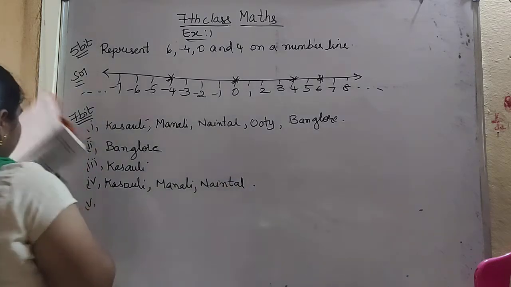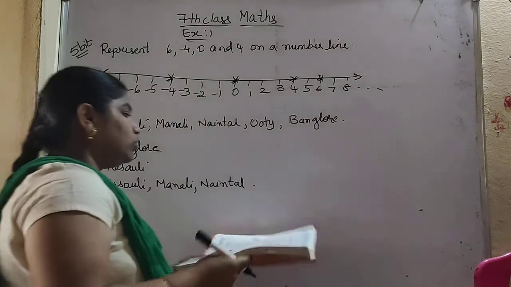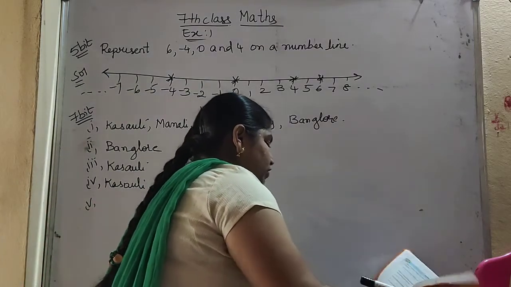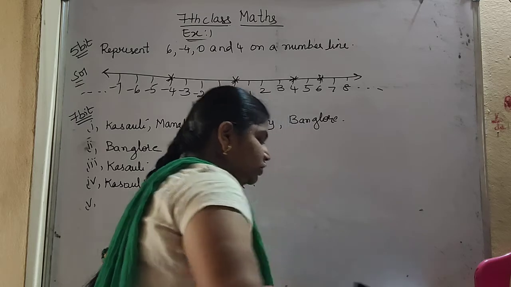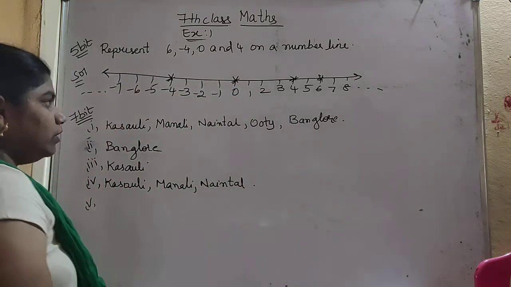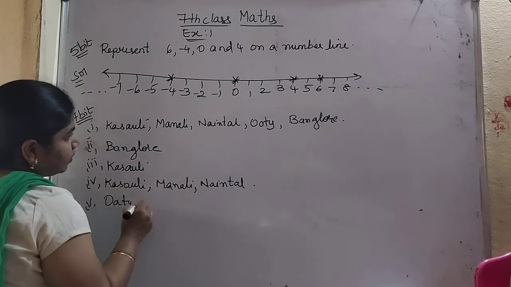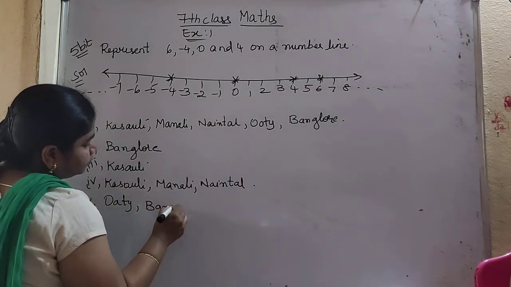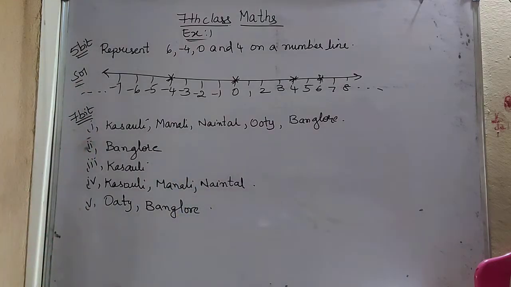Okay. So last one. Name the cities which have temperature more than 0 degrees. More than 0 degrees means the temperature will be positive. So that is Ooty and Bangalore. Okay. So this is our exercise 1.